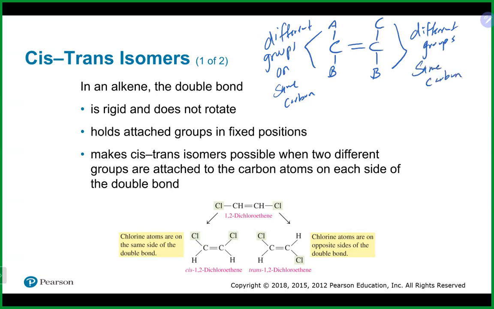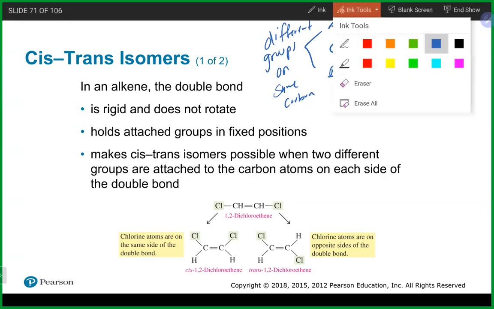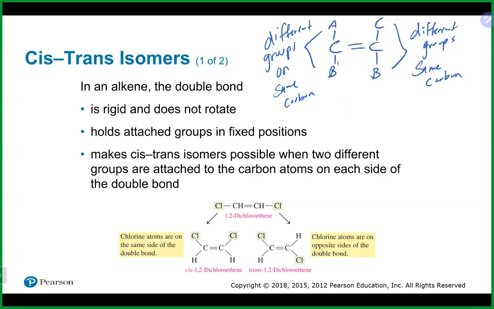And second to that, you need two groups that are the same on opposite carbons. So in my example, this B is on this carbon, and this B is the same group on the opposite carbon. So those are the two things that you have to look at to determine whether or not something could be a cis or trans isomer.